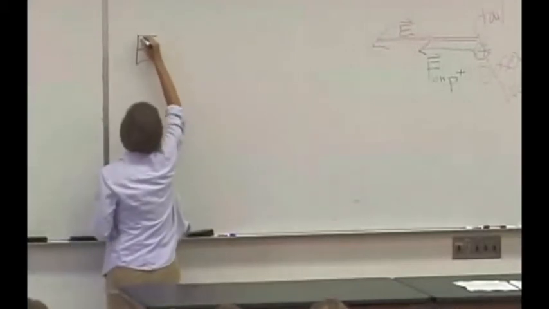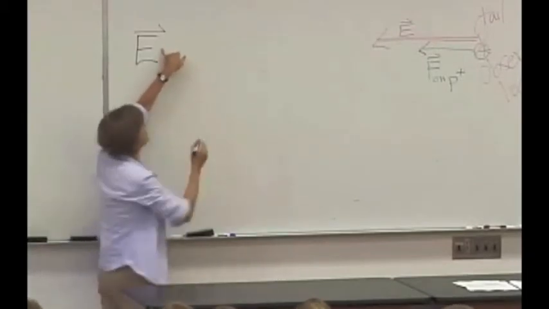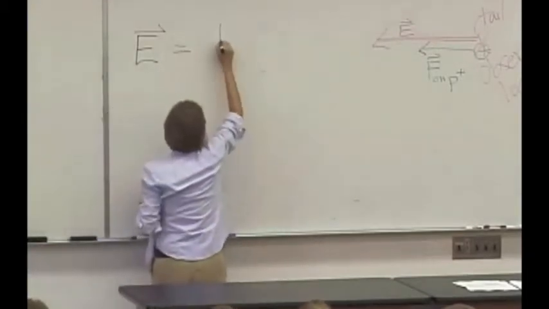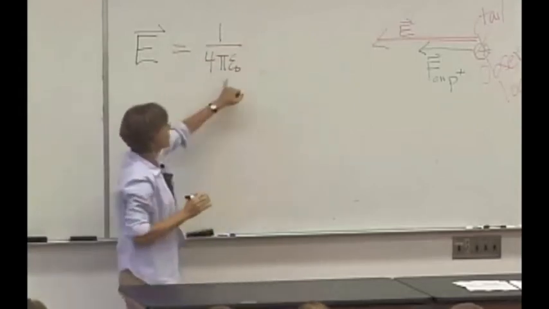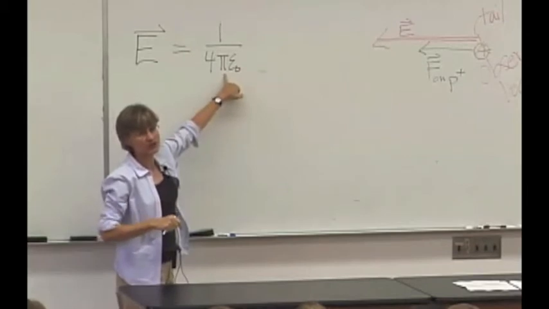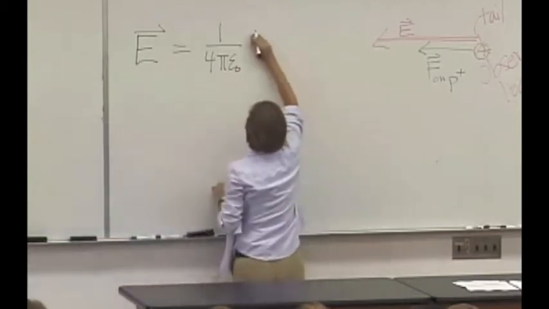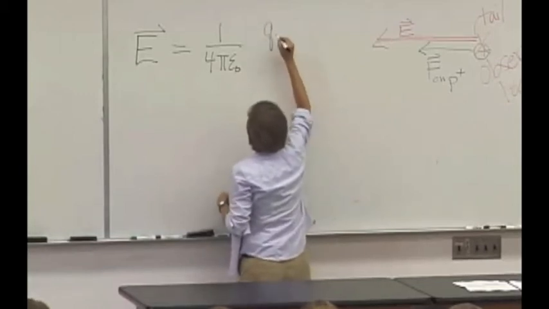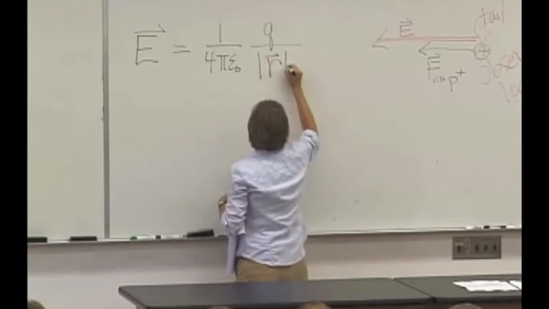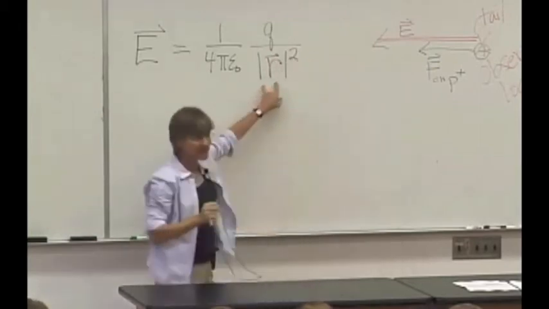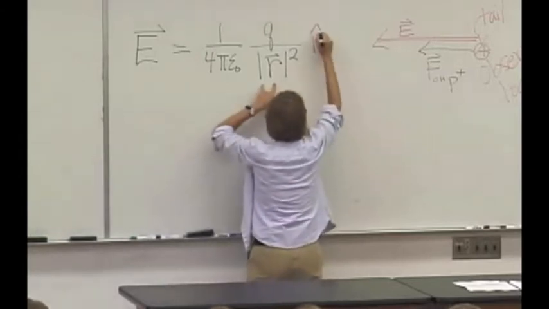It looks like this. E at some location, so there's this implicit r here, is equal to a constant, which is written as 1 over 4 pi epsilon sub 0. It's sort of a funny way to write a constant, but there's a reason for that. Q of the particle divided by the magnitude of the relative displacement vector squared, r hat.